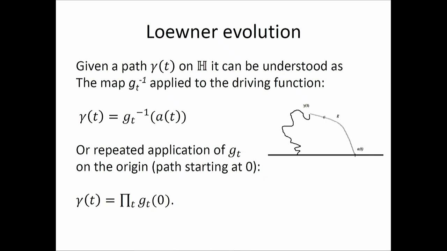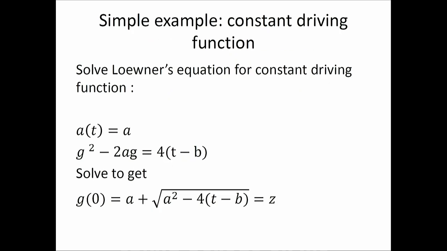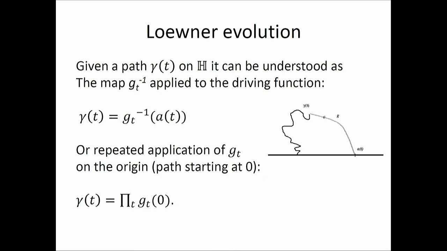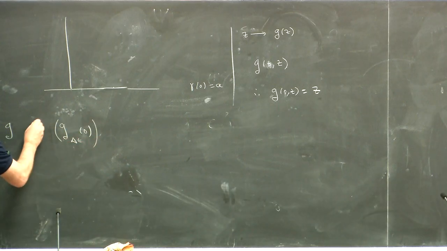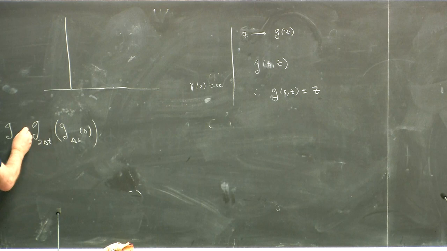And in this way, I have a method of describing paths on the complex plane. The last equation is a formal writing. So g of t is applied to zero for a small t. Then you repeat for the next one, go epsilon ahead in t and then repeat g of t. So it's really something like this. G of delta t on origin, and then g of 2 delta t on this, and so on.